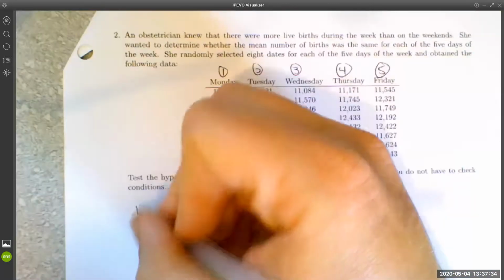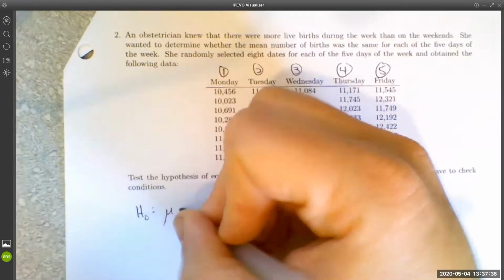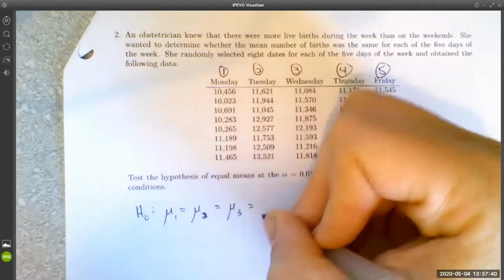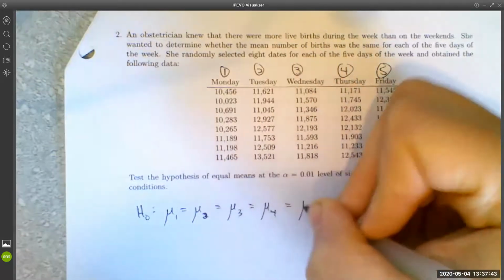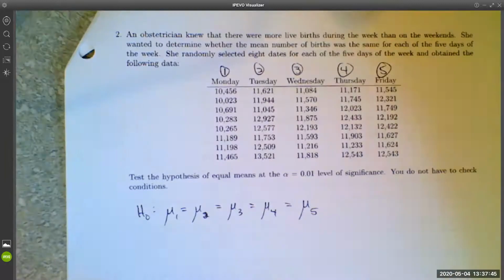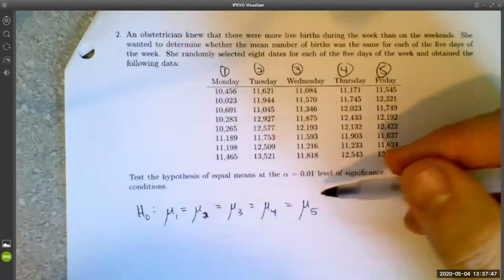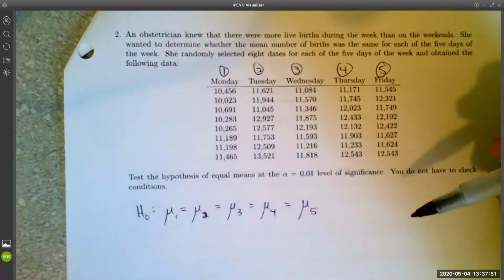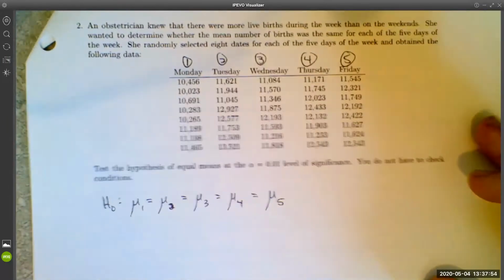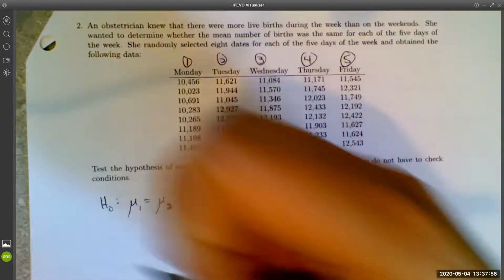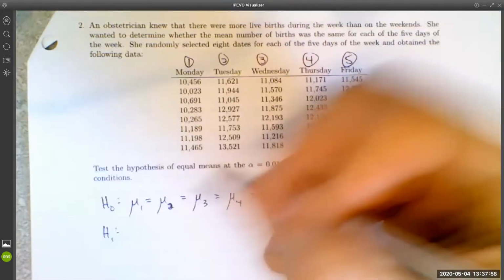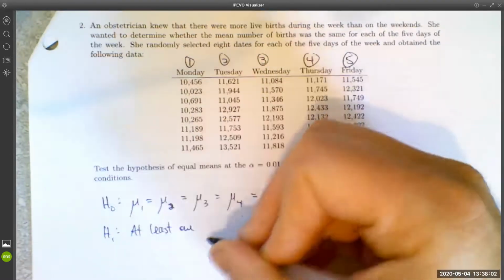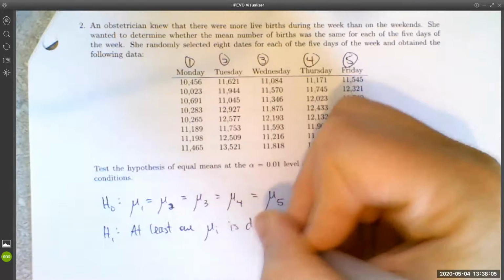The null hypothesis is that the mean for each of those days is the same. Mean number of live births, right? Doesn't mean they're streaming it online or something. That just means the baby was born alive. It's kind of sad to think of the alternative, but anyway, that's the null hypothesis. And then the alternative hypothesis is that at least one mean is different from the others.